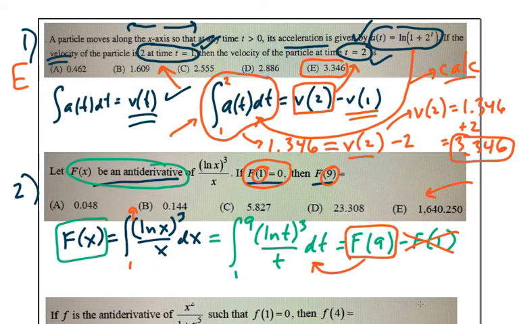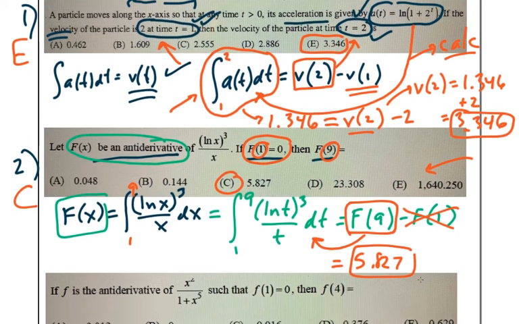So go ahead and plug this in, Math 9, the integral from 1 up to 9 of the ln of x quantity, careful as you plug it in, cubed, divided by x, with respect to x. And I get about 5.827. Let's check and see if it's there. And there it is. Answer for this one's C. How are we doing? 2 for 2? Let's do the last one.